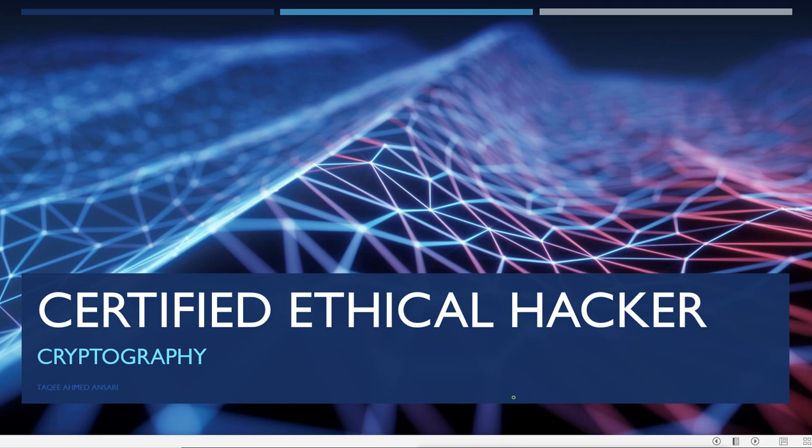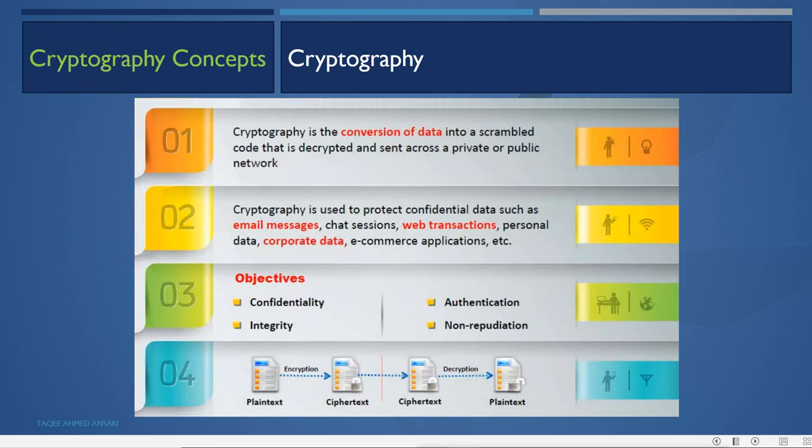Cryptography. Now, cryptography is what? It is the conversion of data into a scramble pad that is decrypted and sent across a private or public network. So, very simple. What is cryptography? Cryptography is the conversion of data into the scramble pad code so that we can send it to private networks or public networks securely.